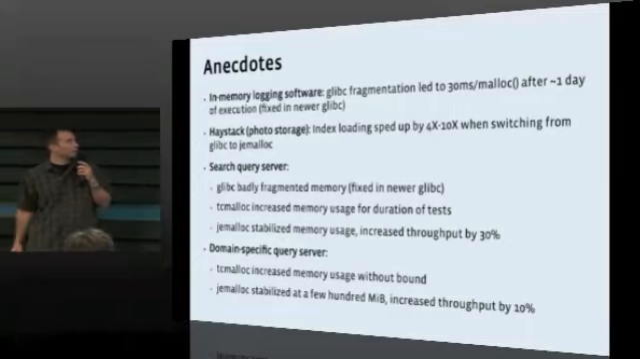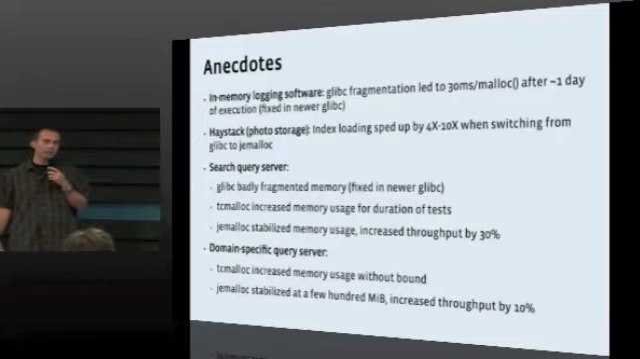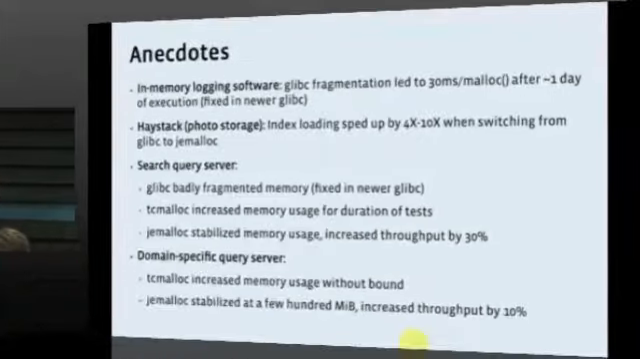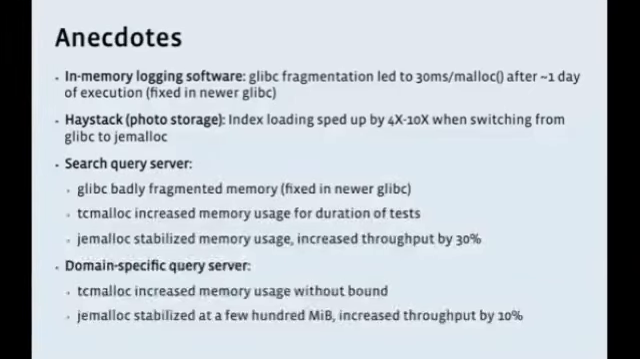In the first case, the logging software, the fragmentation over the course of a day would get us to the point where malloc was taking 30 milliseconds. I mean, that's completely unusable. So we switched over to jemalloc. It totally solved the problem. Apparently, this has been fixed in newer versions of glibc, but we haven't looked back.